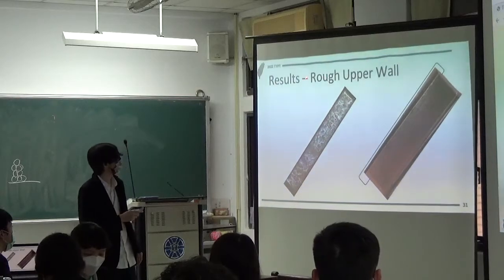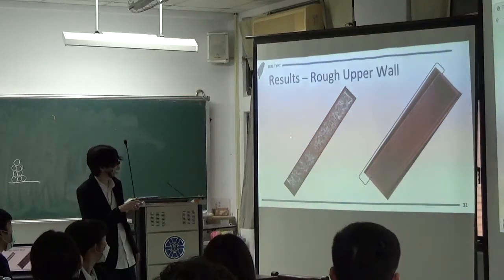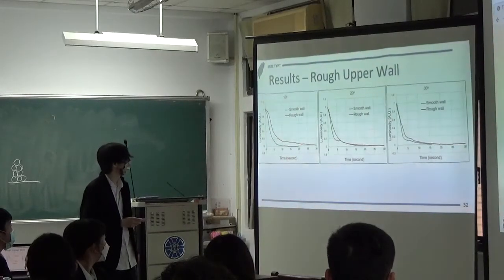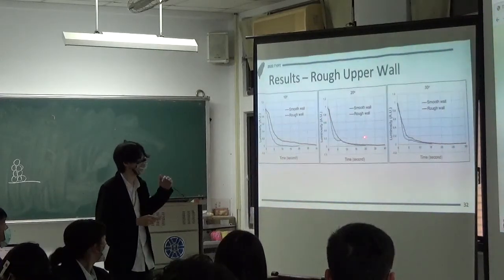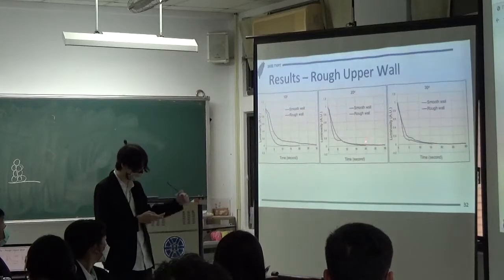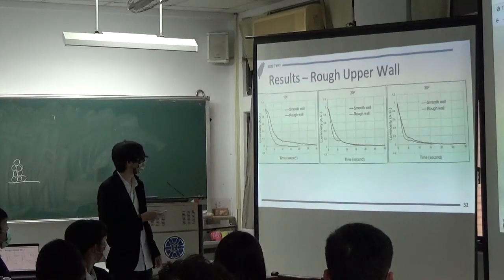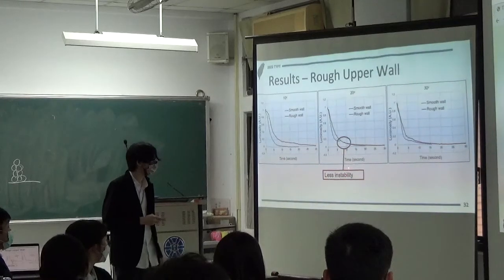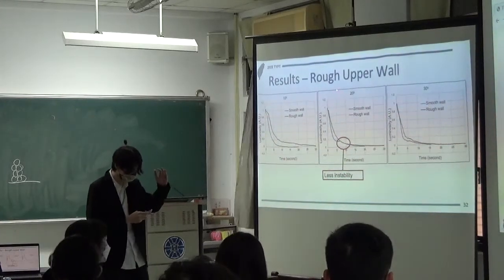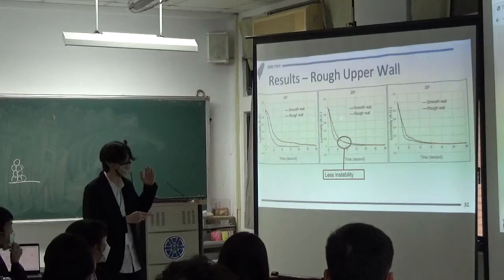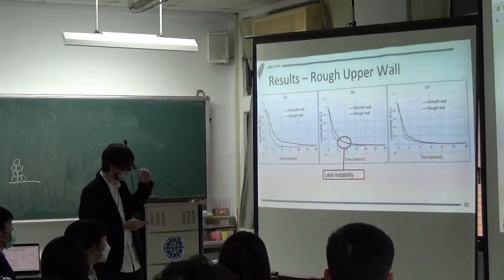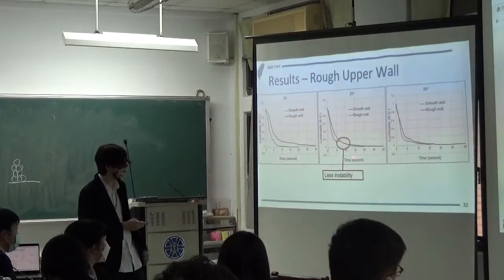Here is the result of the roughness of the upper basin wall, and we found that the roughness of the upper basin wall does really affect the phenomena. When you tilt at 20 degrees, the upper basin wall being rough reduces the flow velocity, which then reduces the instability.